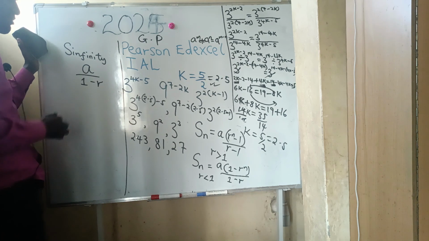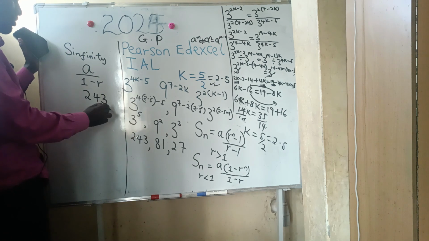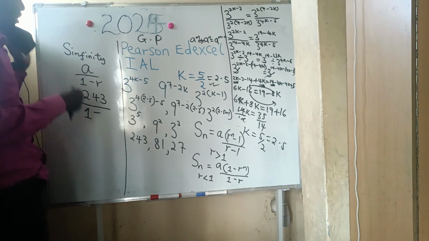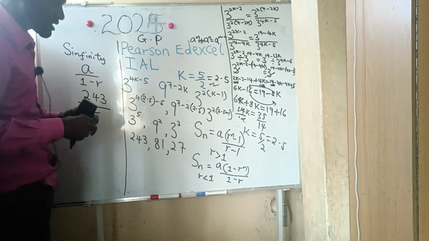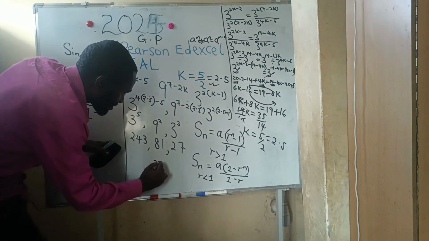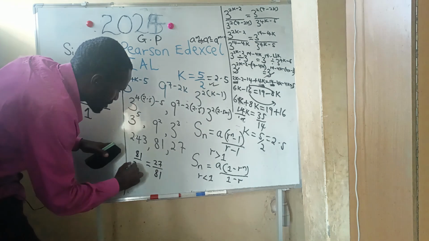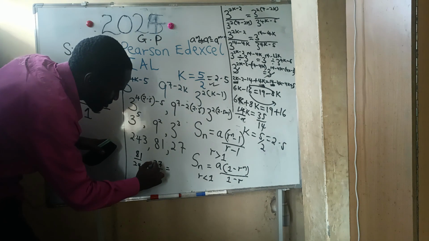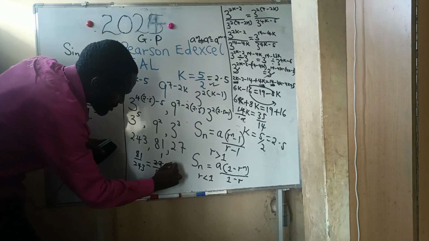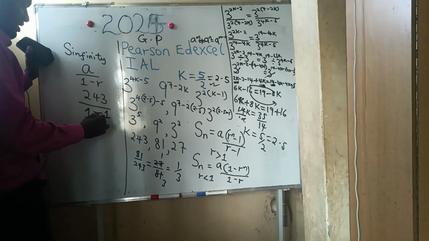This is the formula, where a stands for the first term, and our first term is 243, over 1 minus r. I told you how to get r. You can take this term over this, or this over this, and the answer must be the same. I can just say 27 over 81. Someone else can say 81 over 243. The answer must be the same. So 27 goes into 27 once, 27 goes into 81 three times. So our ratio is 1 over 3.